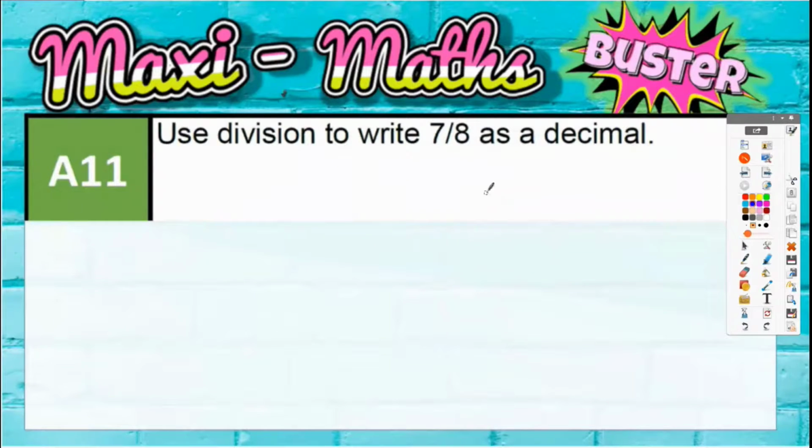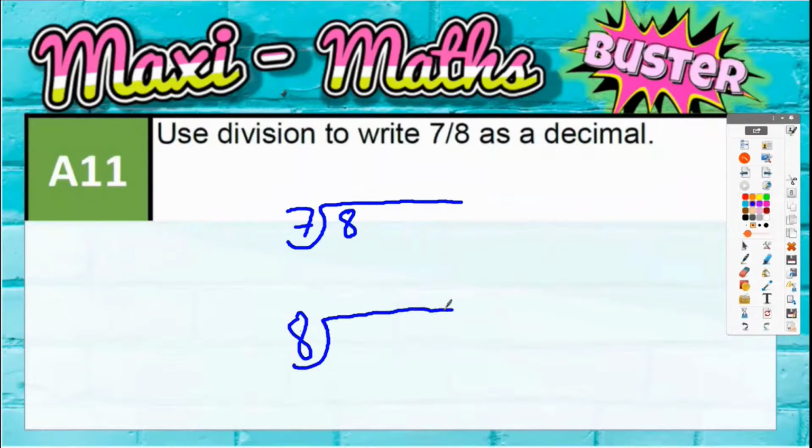Question 11. Use division to write 7/8 as a decimal. Well, it's going to be the bus stop method. So the question is, is it 7s into 8 or is it 8s into 7? Now we're going to do it both ways round, and then we're just going to make sure that common sense allows us to realize which one's right and which one's wrong.